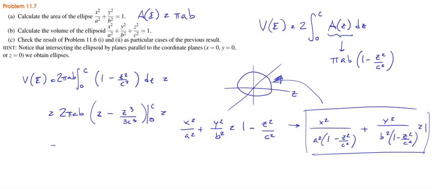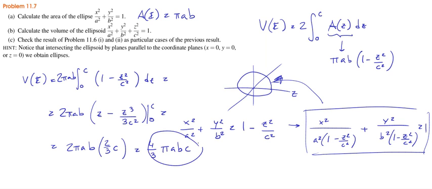When this is 0, everything is 0, and when this is c, you get 2 pi ab times c minus, wait a minute, this is c cubed over 3 c squared, not c cubed. So you have c minus 1/3 of c, which is 2/3 of c, so you have 4/3 pi abc.